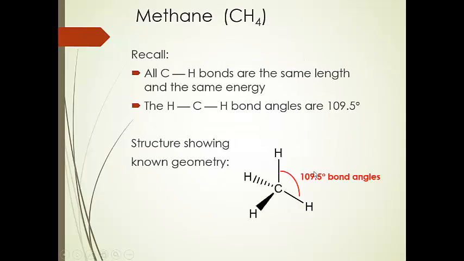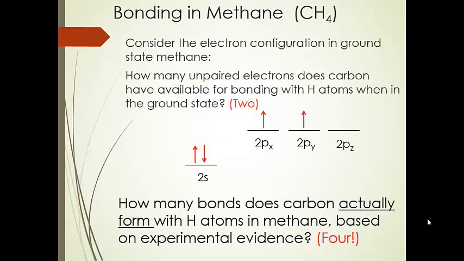Okay, so here's our structure. This is just showing the known geometry. Now, let's start thinking about the valence electrons that are available for bonding in methane. And so first, we're going to take the valence electrons in the molecule, and we're going to fill in carbon's 2s with 2 electrons, and then we're going to leave these other 2 valence electrons for carbon in the p orbitals.